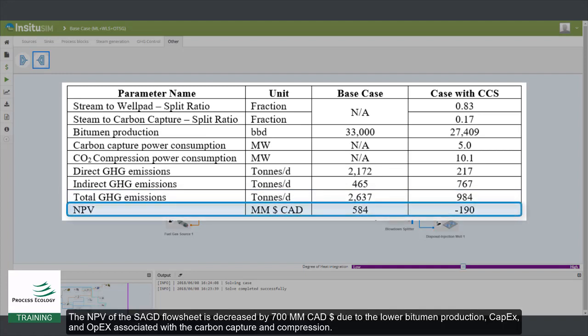The NPV of the SAGD flowsheet is decreased by 700 million Canadian dollars due to the lower bitumen production, CapEx, and OpEx associated with the carbon capture and compression.